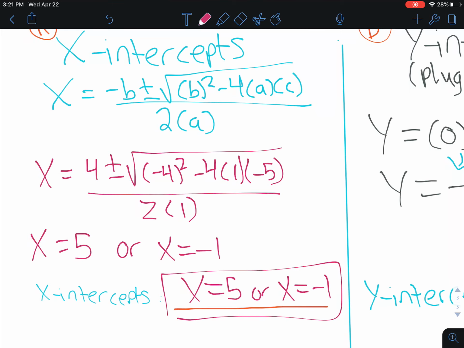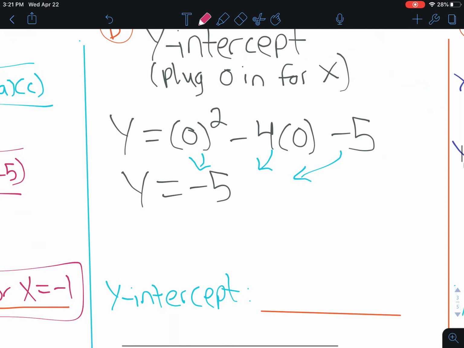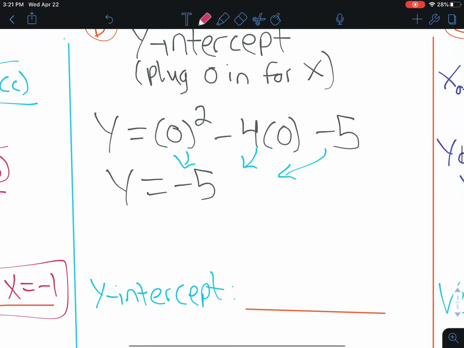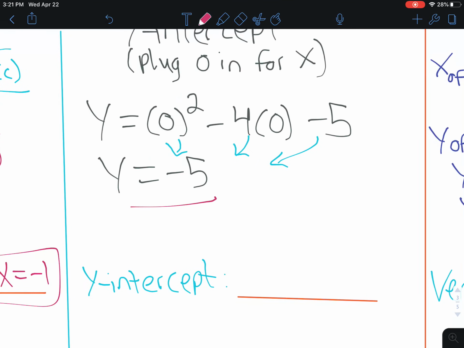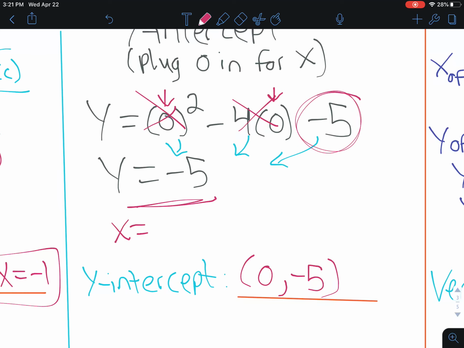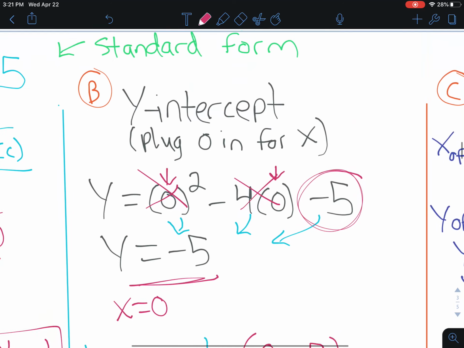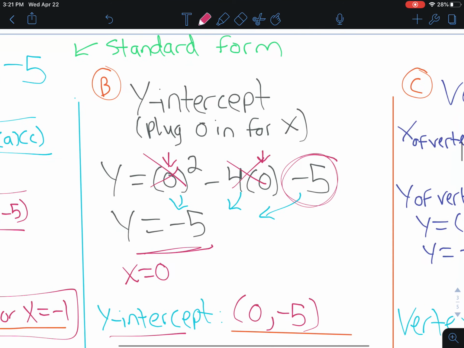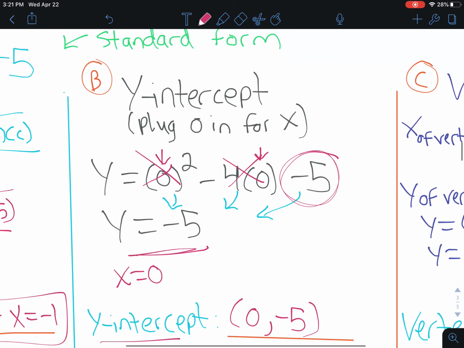There are my answers. For the y-intercept, remember what you do, you just plug 0 in. I already have it plugged in. If you look here, your c is actually your y-intercept whenever it's in standard form, because you just plug in 0 and these will just cancel out. So it's always going to be your c. In this case, your y-intercept is going to be (0, -5). Remember, x is 0 whenever you're finding a y-intercept. Anytime you find the y-intercept, you always plug 0 in for x.